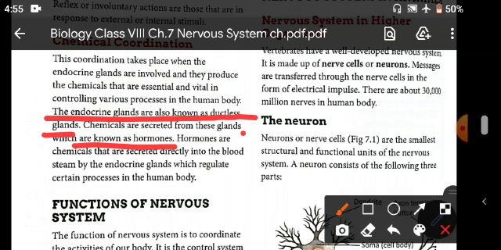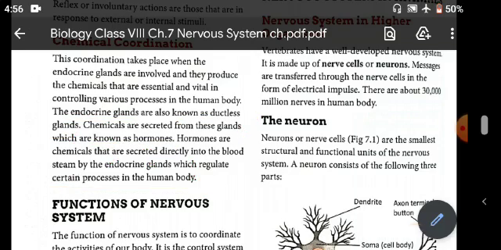So which organ, which part of the body, secretes the hormones? That is the endocrine gland. Hormones are chemicals that are secreted directly into the blood by the endocrine gland and which regulate certain processes in the human body. Now, function of the nervous system.